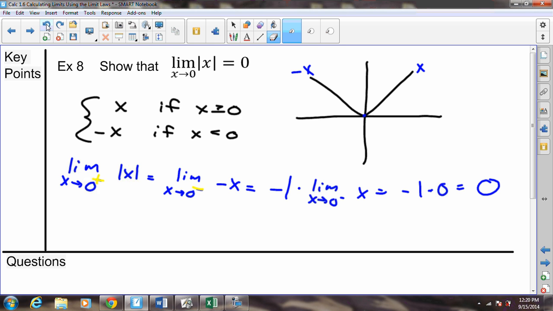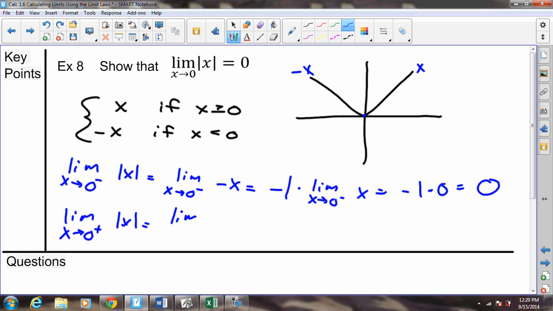Actually, I'd like to rewrite it because it's shorter. It makes sense to write it. So we'd have limit as x approaches 0 from the right of absolute value of x. Based on our piecewise function, that's just plain x, which is equal to 0. Left-hand limit equals right-hand limit. Therefore, the total limit is 0.